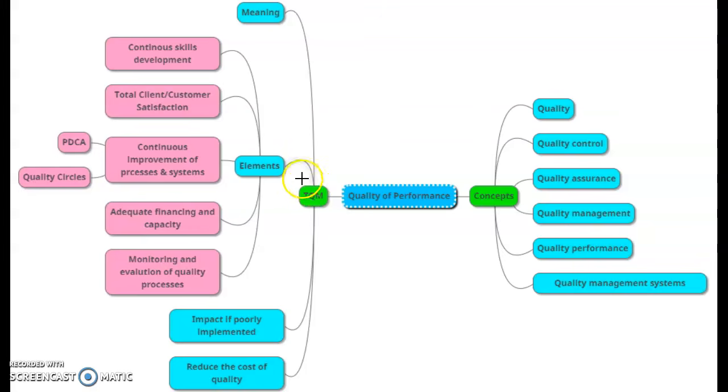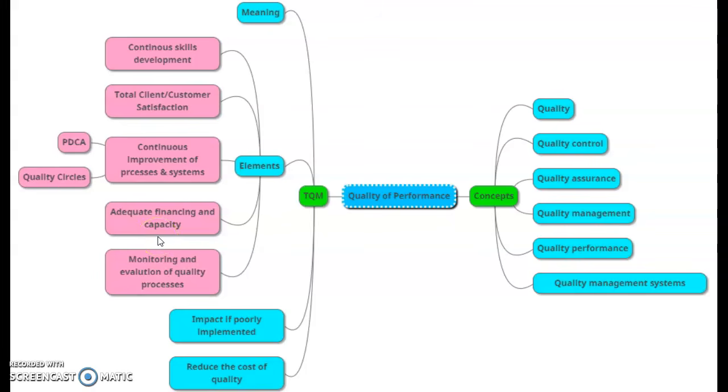Within TQM, we look at different elements, and there are 5 elements that are listed here that you need to learn and know off by heart. So these elements are continuous skills development, total client or customer satisfaction, continuous improvement of processes and systems, adequate financing and capacity, and monitoring and evaluating of quality processes. So you'll be given a scenario and you'll have to identify which element is spoken of in that scenario.